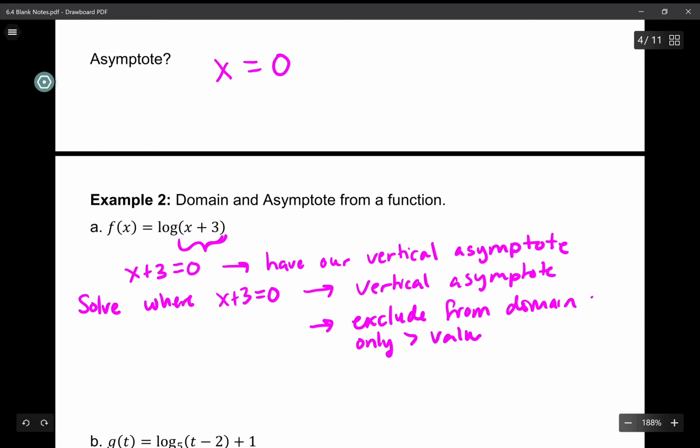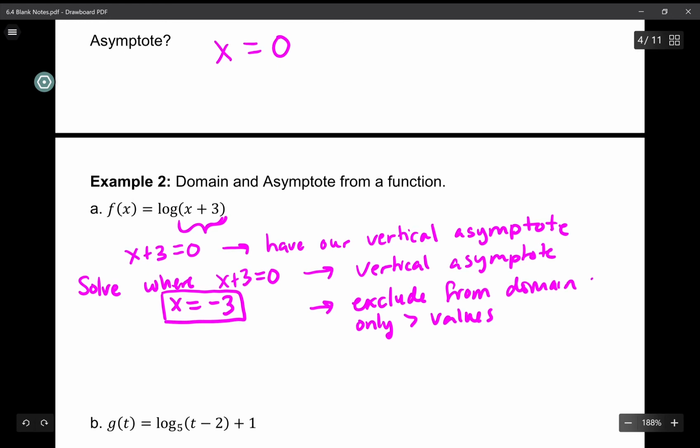Only greater than values. So x plus 3 equals 0 when x equals negative 3. So that's going to be our vertical asymptote right there. x equals negative 3 is where the vertical asymptote is going to happen. And our domain is going to start at negative 3, not including it, so parentheses, negative 3, comma, infinity. Anything bigger than negative 3 is fine.